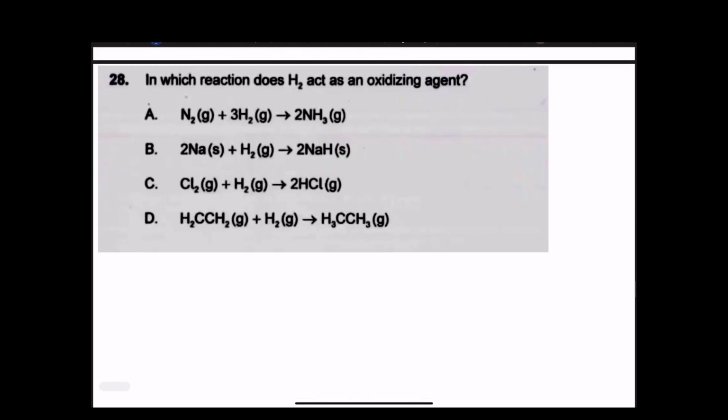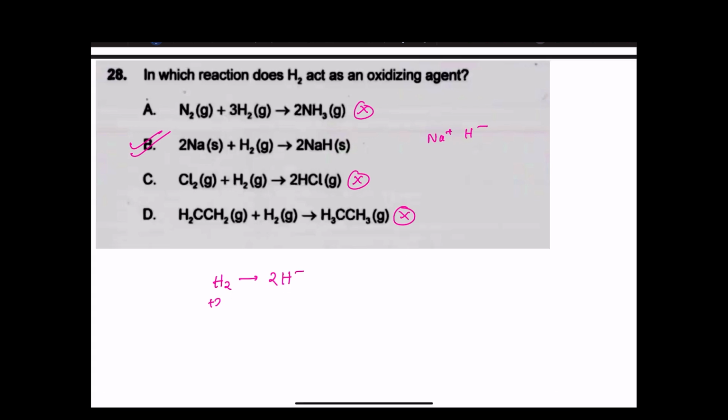In what reaction does H2 act as an oxidizing agent? H2 acting as an oxidizing agent means H2 gets reduced. H2 can only get reduced to the H minus ion. So we have to see in which of the reactions the H minus ion is produced. In NH3, the hydrogen is H plus, wrong. In NaH, you have the H minus ion, basically Na plus and H minus, the hydride ion. So B is the right answer. In HCl you have H plus again. In H3C-CCH3, again H plus. So the answer would be option B. Just write the reaction. This is the reduction of H2.